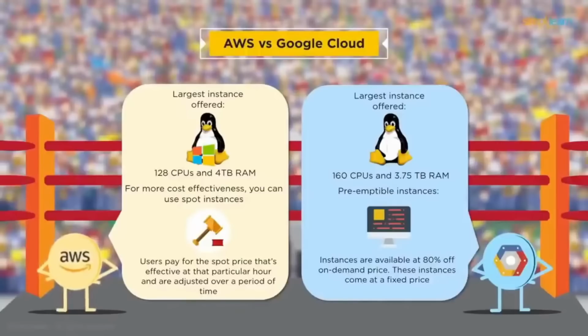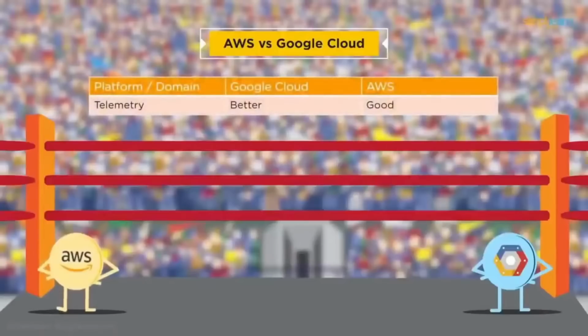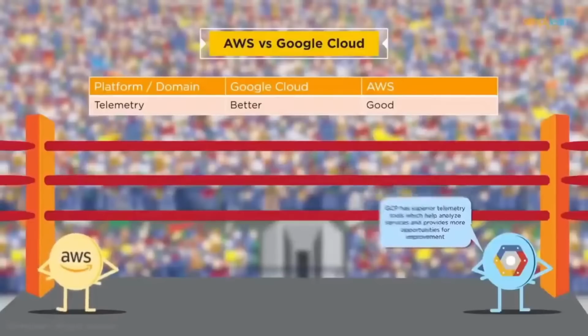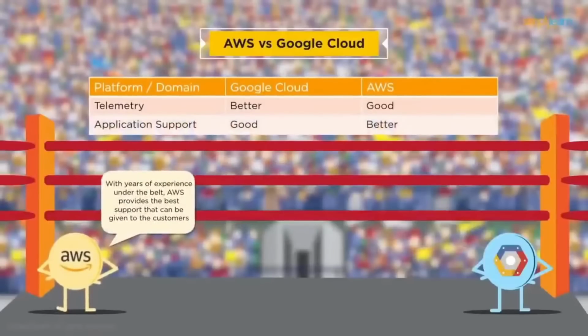Before we wrap it up, let's compare on some other things as well. Telemetry. It's a process of automatically collecting periodic measurements from remote devices. For example, GPS. GCP is obviously better because they have superior telemetry tools which help in analyzing services and providing more opportunities for improvement. When it comes to application support, AWS is obviously better since they have years of experience under their belt. AWS provides the best support that can be given to the customers.